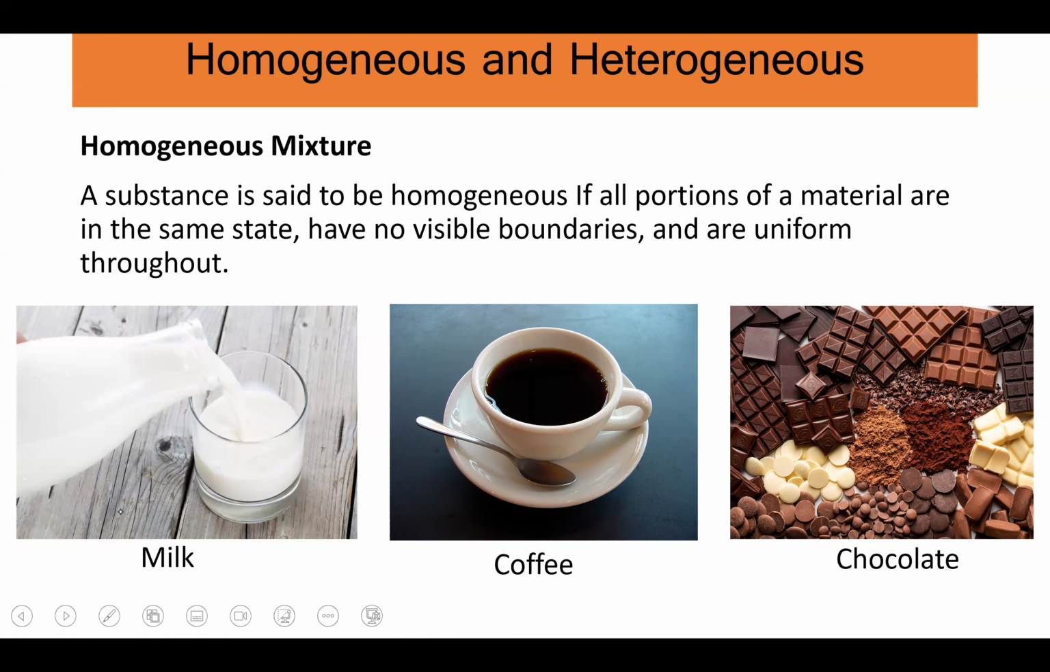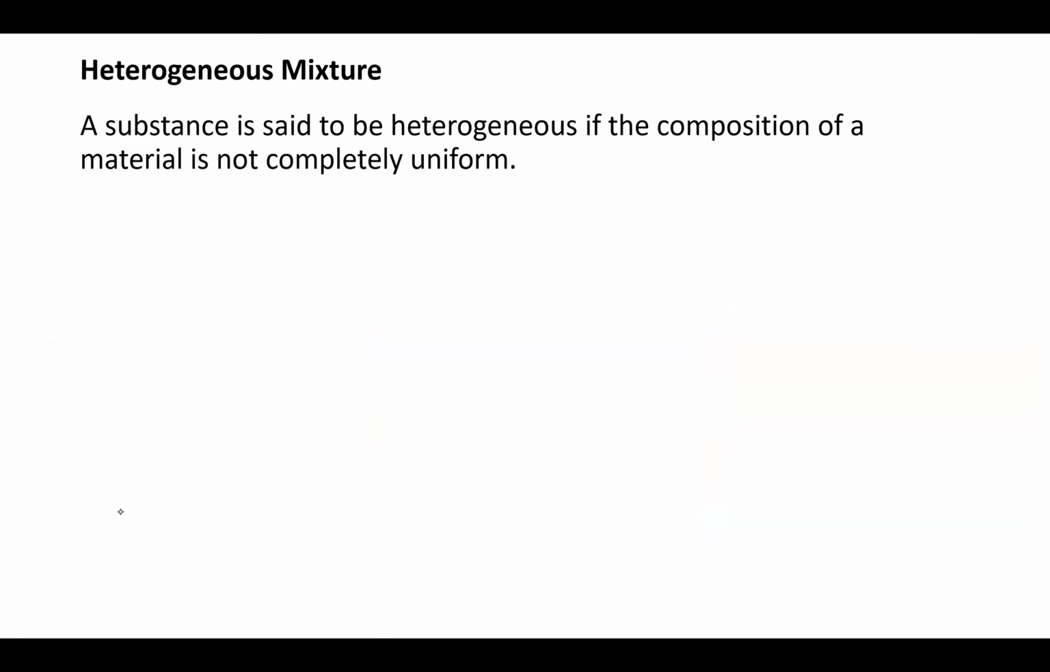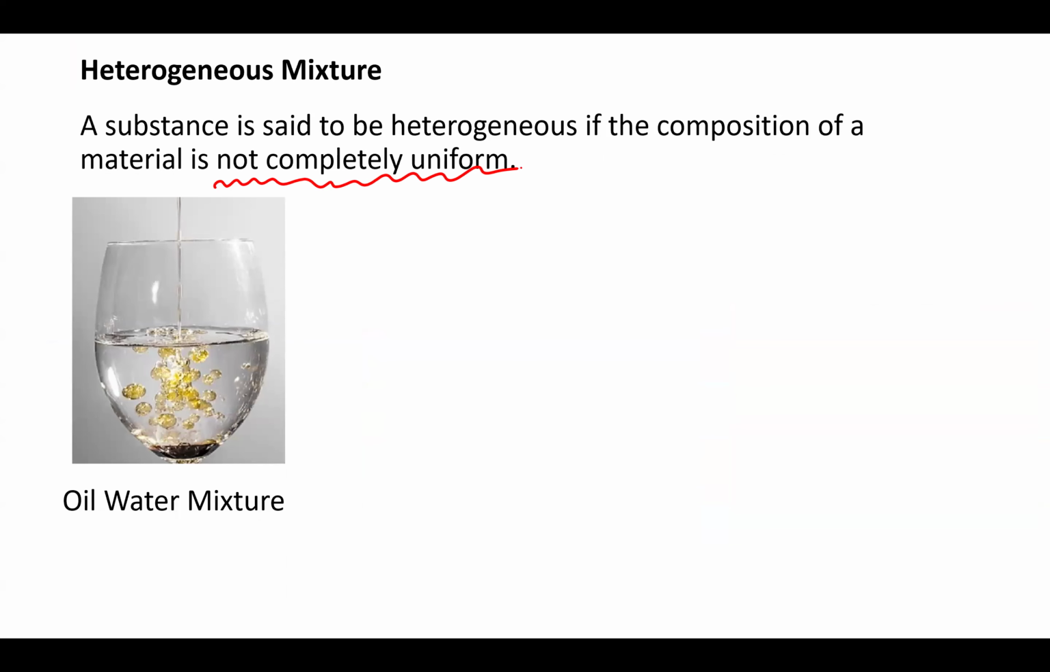Now let's study heterogeneous mixtures. A substance is said to be heterogeneous if the composition of the material is not completely uniform. The homogeneous is completely uniform; this one is not. What are some examples of heterogeneous mixture? For example, if you mix water and oil, can you see water and oil separately? Yes. They don't mix so well unless you add another binding agent into it. Otherwise, it's not mixed so well.